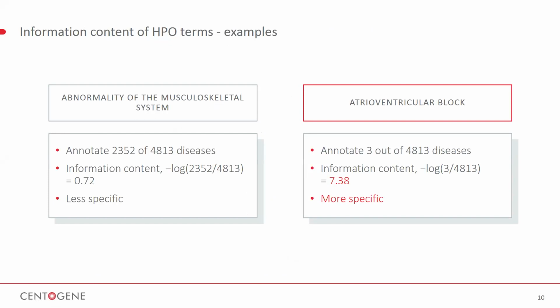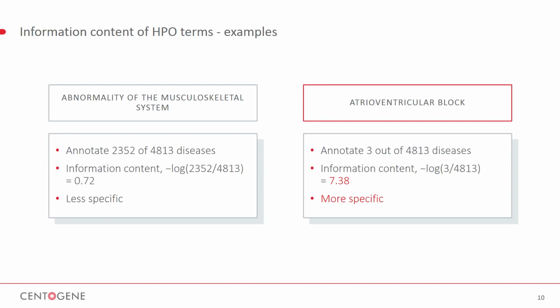Mathematically, we can use a similar approach in order to identify this as information content. And the mathematics are rather simple. Information content is equal to the negative log of the frequency of a term. The frequency of a term is defined as the number of diseases annotated by a given term divided by the total population of possible diseases.